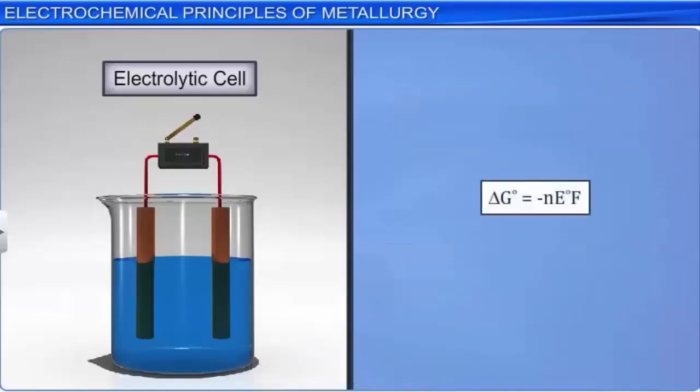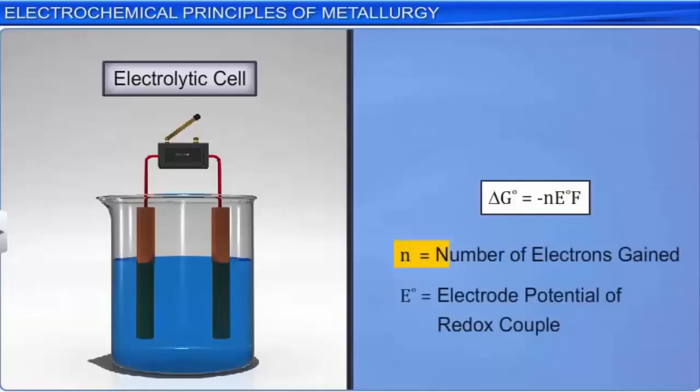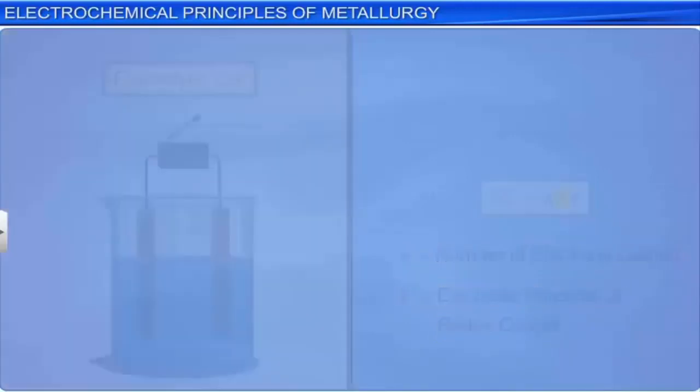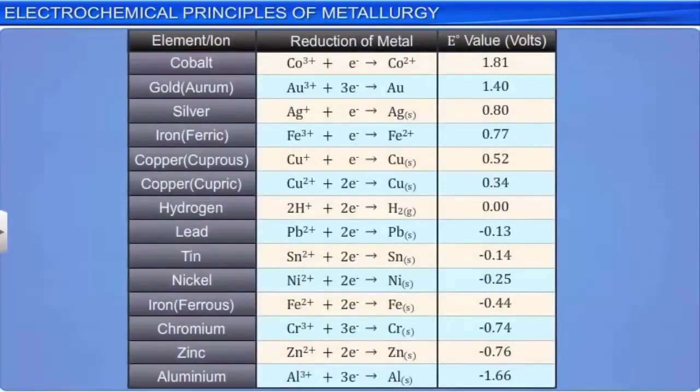These electrochemical principles are explained in the equation shown here. Delta G naught is equal to minus n E naught F. Here, n is the number of electrons gained, and E naught is the electrode potential of the redox couple. The value of E naught for a metal depends on its reactivity. Thus, it differs from metal to metal.